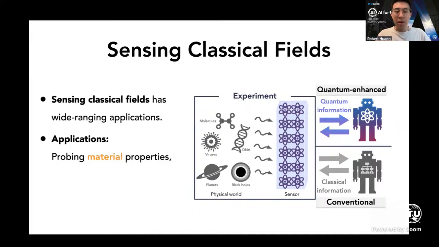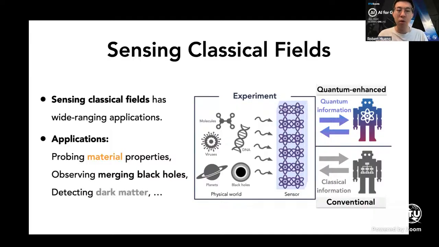Broadly speaking, sensing classical fields has a wide range of different applications, from probing material properties to observing merging black holes, detecting dark matter, understanding weak light field, or even detecting brainwave, etc., can all be casted as a problem about learning and sensing classical field. So given this wide range of application that we can have.